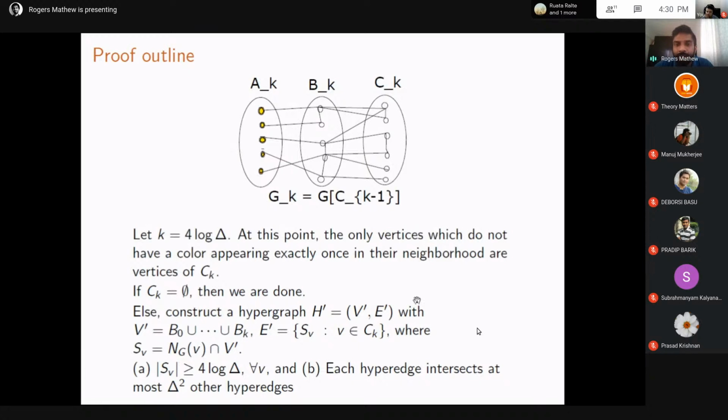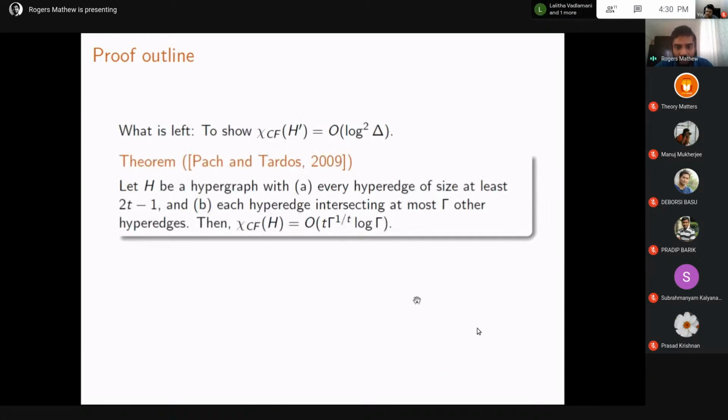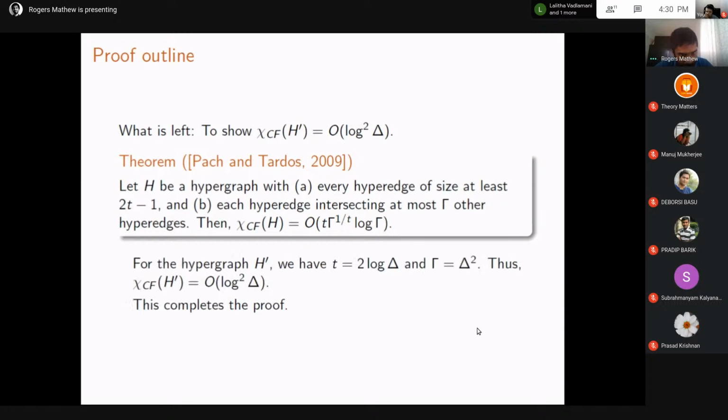And there may be some vertices which are not colored. As I said, you can use an entirely new color to color them. So this completes the proof.